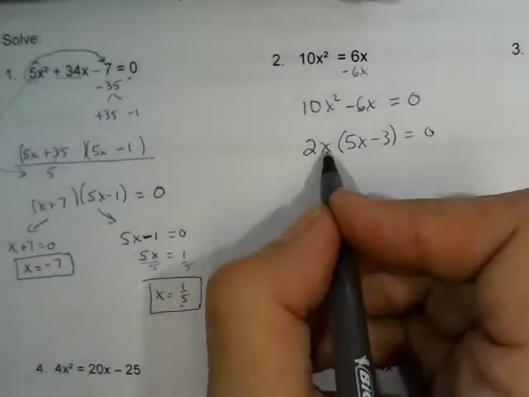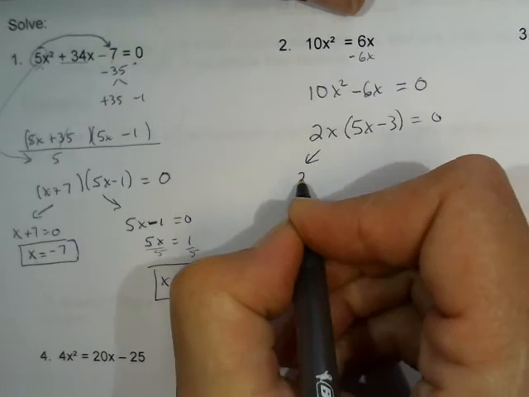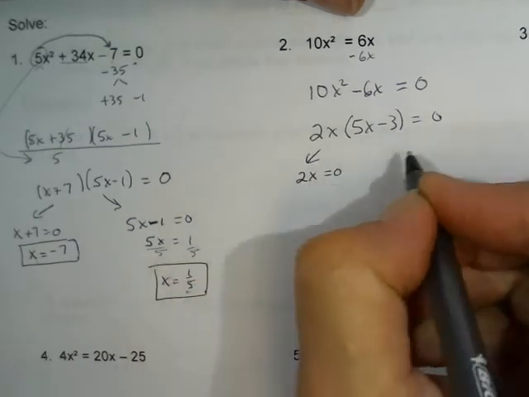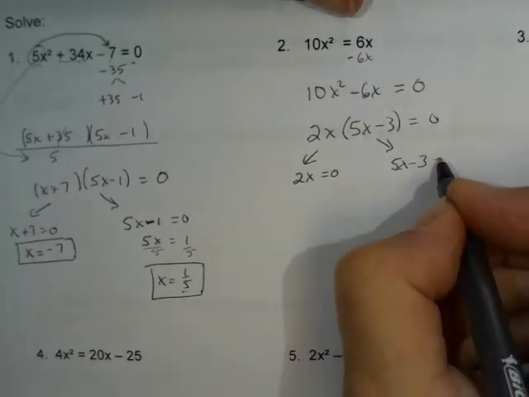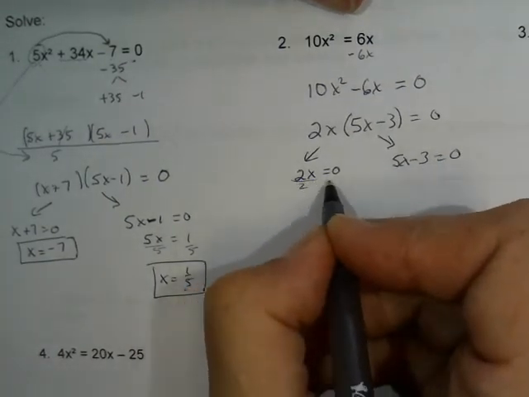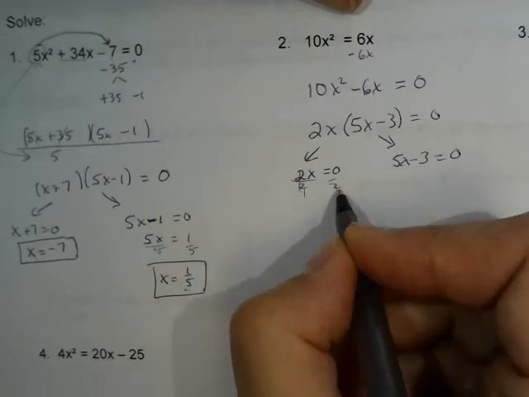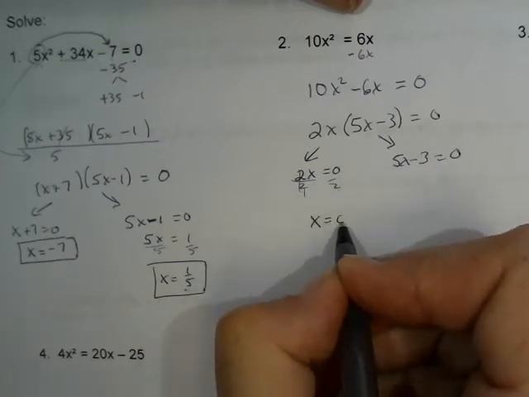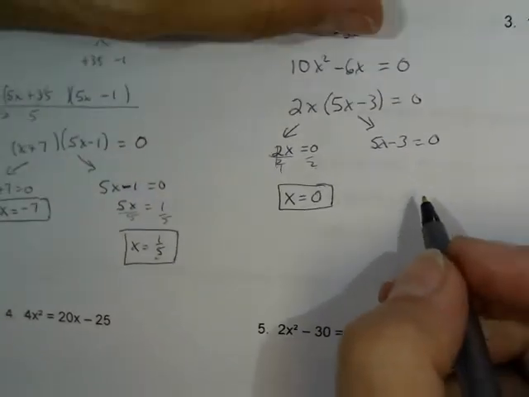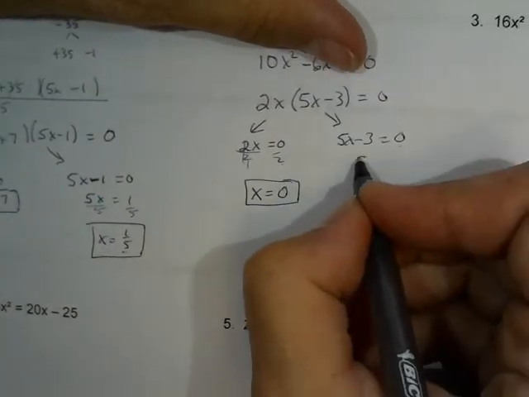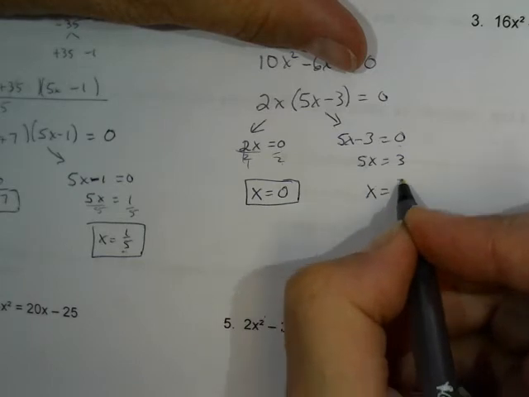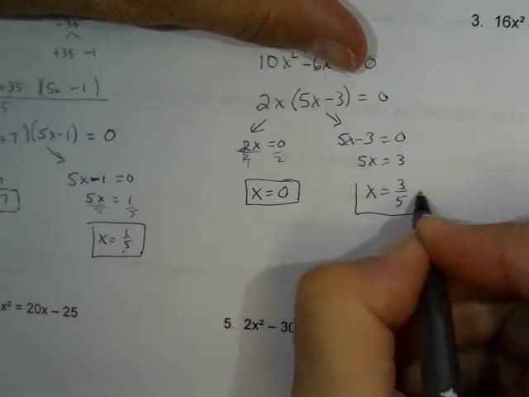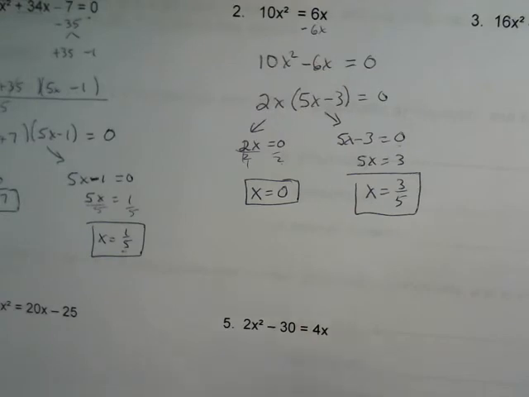Now we have 2 factors. We have a factor called 2x. We set that equal to 0, and we have a factor called 5x minus 3, and set that equal to 0. Dividing both sides by 2, 0 divided by 2 is still 0, so x equals 0 is one solution. And now we're going to add 3 to both sides, and you get 5x is equal to 3. Divide by 5, x equals 3/5. So there are your 2 solutions to the second problem.